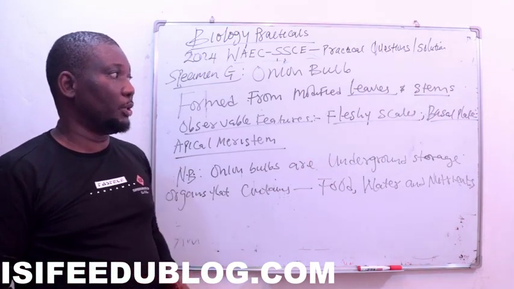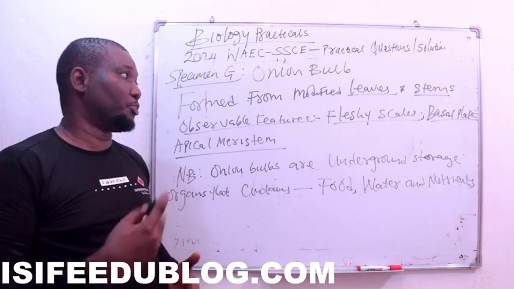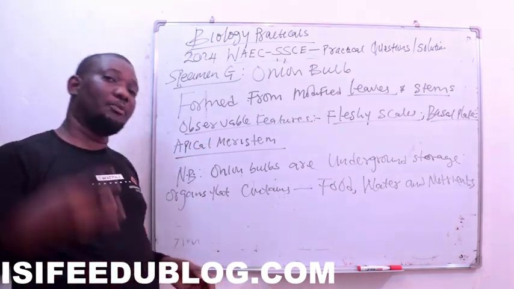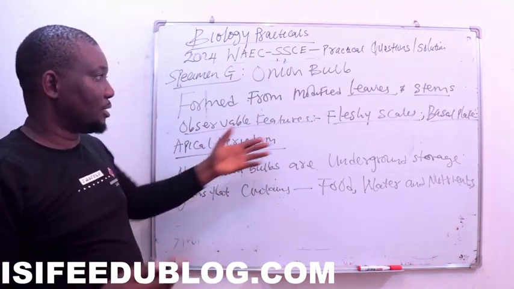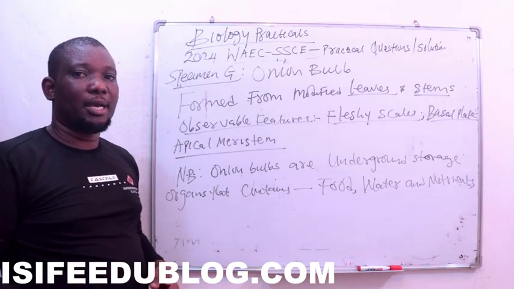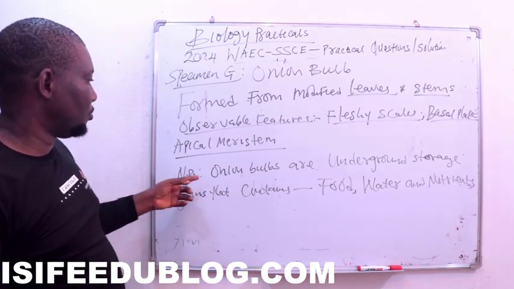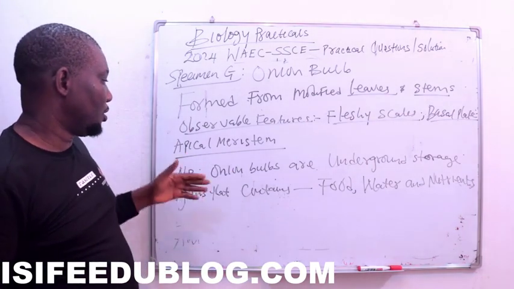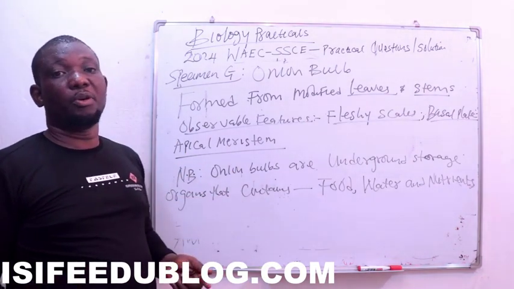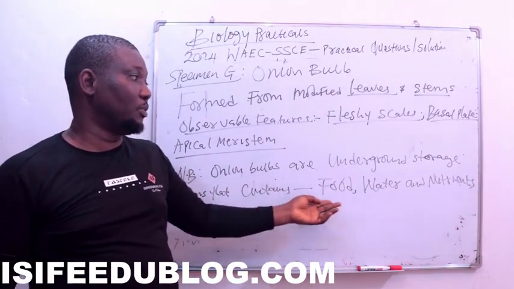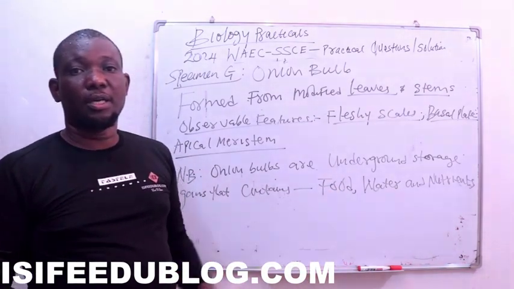So the flesh is fleshy, very fresh, the plate that is on the bottom, and the stem from the top. So these are the things that you observe when you assess. Also some marks. The onion bulb is around storage, and the onion bulb itself contains substances like food, water, and nutrients.